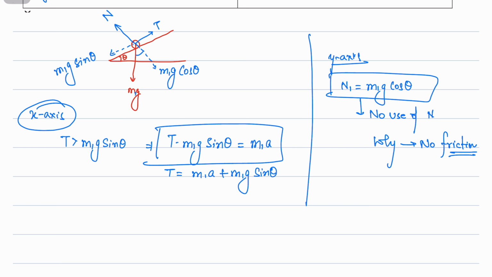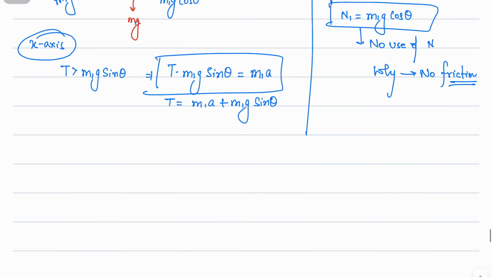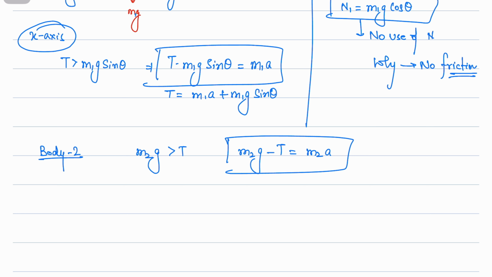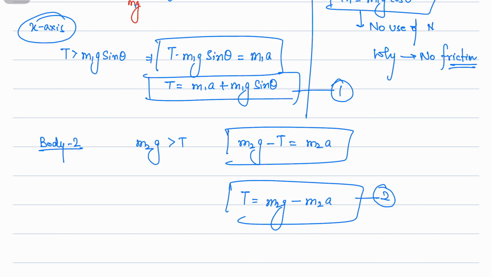Now solve body number 2. For body 2, we know M2G is greater than tension. So can I say M2G minus T equals M2A? Yes or no? So can I say tension equals M2G minus M2A. So what I told you, the shortcut: find the tension from equation number 1 and equation number 2, and just place the value so that you can solve anything in the question.